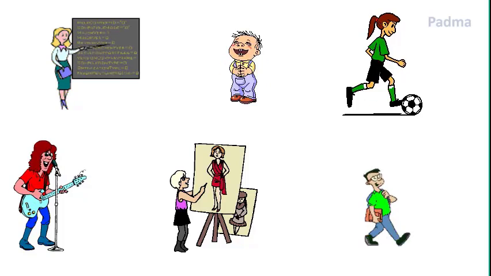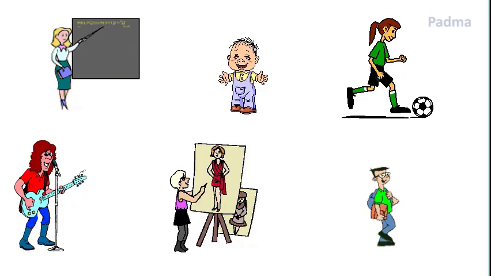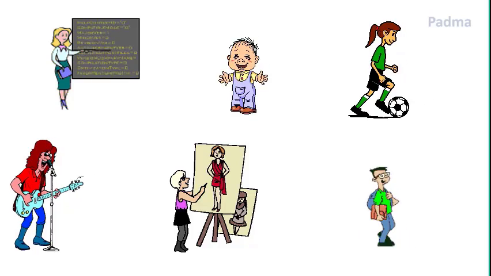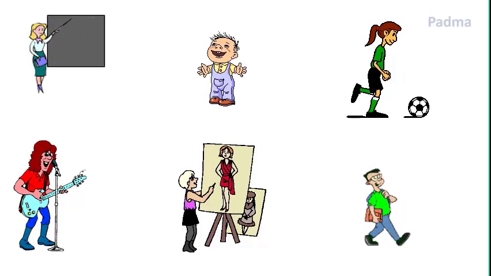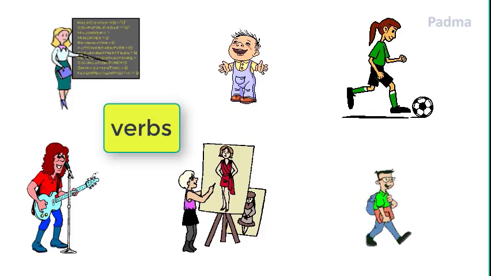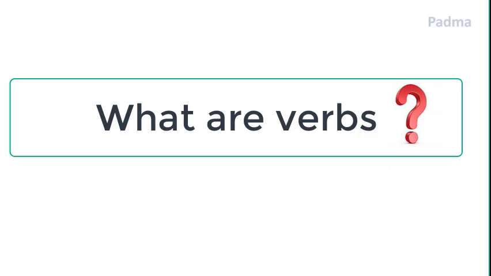Hi everyone, we can see some moving objects here. They are all engaged with some actions, right? What are these actions called? These actions are called verbs in the English language. Then comes the question: what are verbs? Let us learn in detail now.